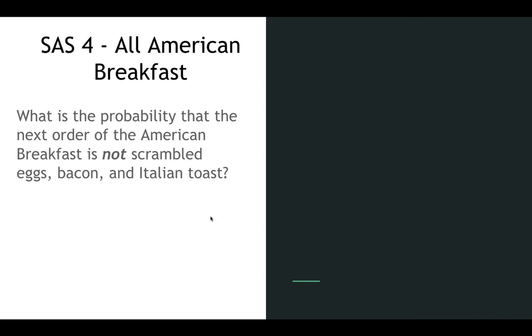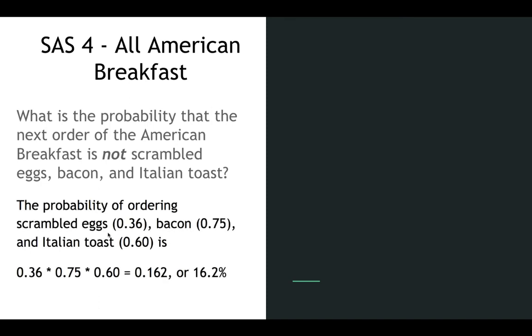What is the probability the next order of the American breakfast is not scrambled eggs, bacon, and Italian toast? Now here we're looking at one specific type of American breakfast that they are not going to get. So the way you do this is you find out what the probability of getting the breakfast is and subtract that probability from 100. And that'll give you the probability of not getting it.